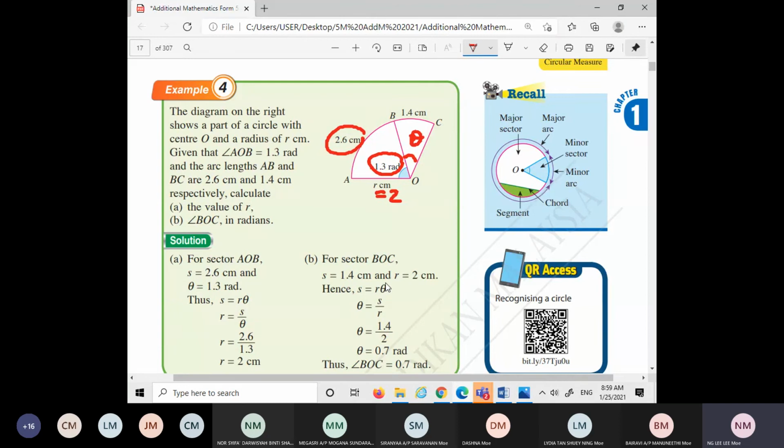Now I want to find theta, so the r I throw to this side. Times becomes divide. So it's S divided by r, which will be my theta. So S here is what? Arc length 1.4, divided by the radius, which is 2, the one I get from part A. Then I get 0.7 radian as the answer. The theta is 0.7 radian.